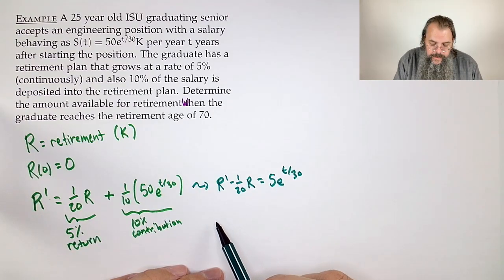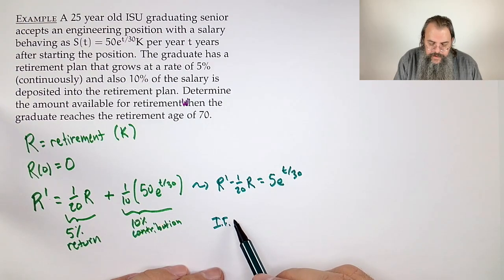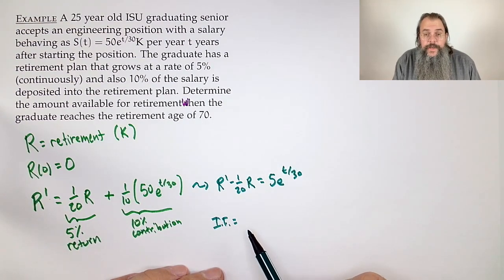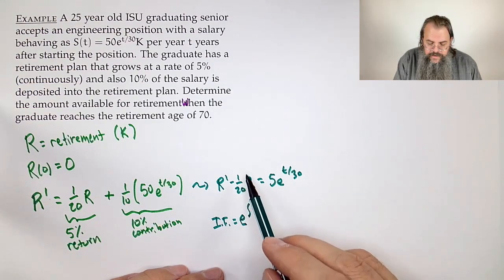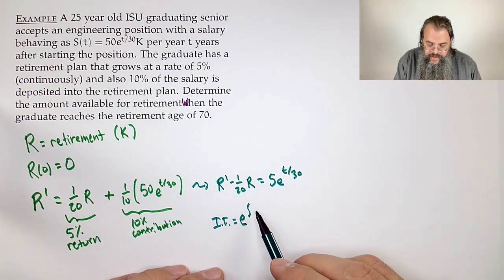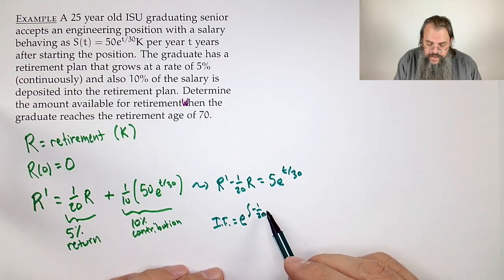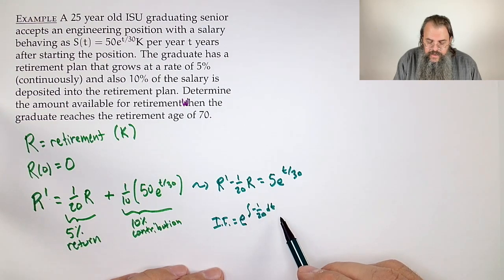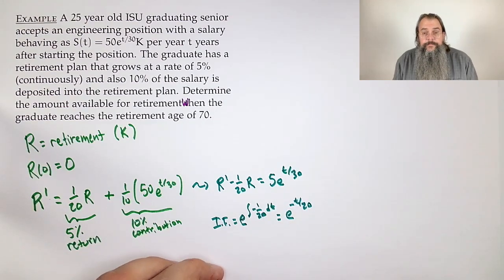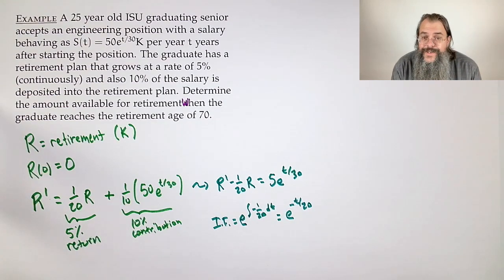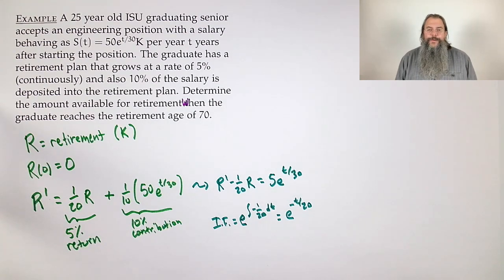All right, what's our integrating factor? Well, we've been doing it so much, we should hopefully get really good at it. It's going to be e to the integral of p. Well, p is just a constant here, minus 1/20 dt. So that's e^(-t/20). All right, there's our integrating factor. Beautiful, great. We've got this in the bag.